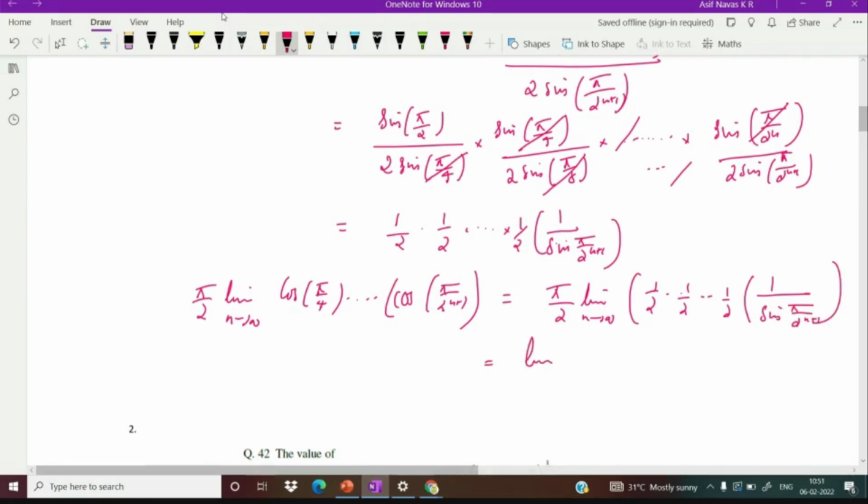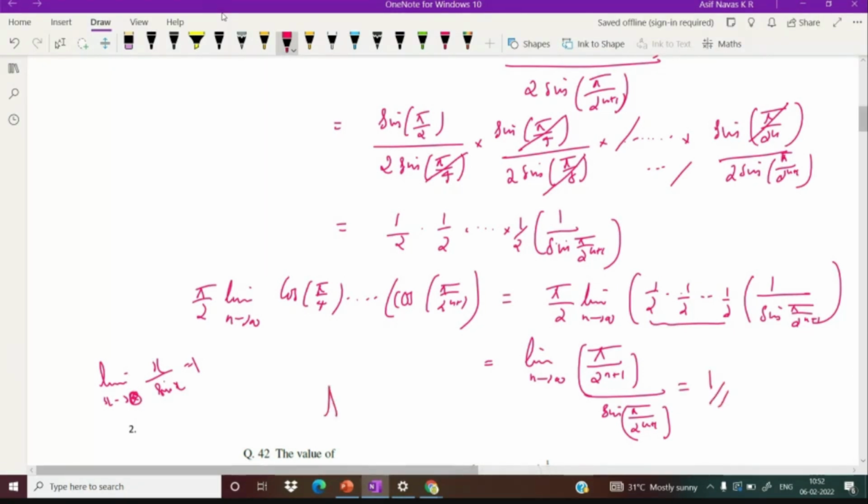Now this is equal to limit n tends to infinity of n times 2 raised to pi by 2 raised to n plus 1, divided by pi by 2 raised to n plus 1. So this limit is, we know that limit x tends to 0, x by sin x or sin x by x is 1. So this is limit n tends to infinity, pi by 2 raised to n plus 1 divided by this is equal to 1. So the answer is 1.